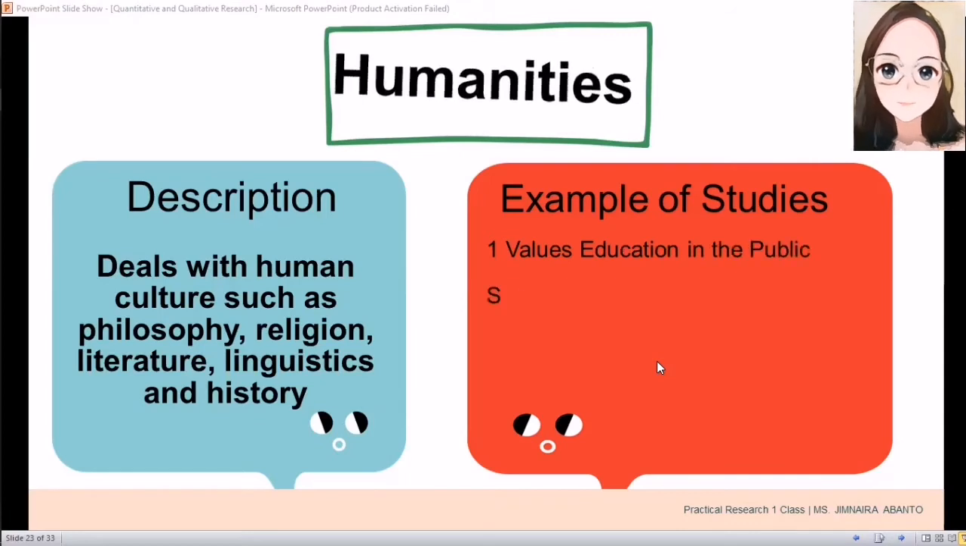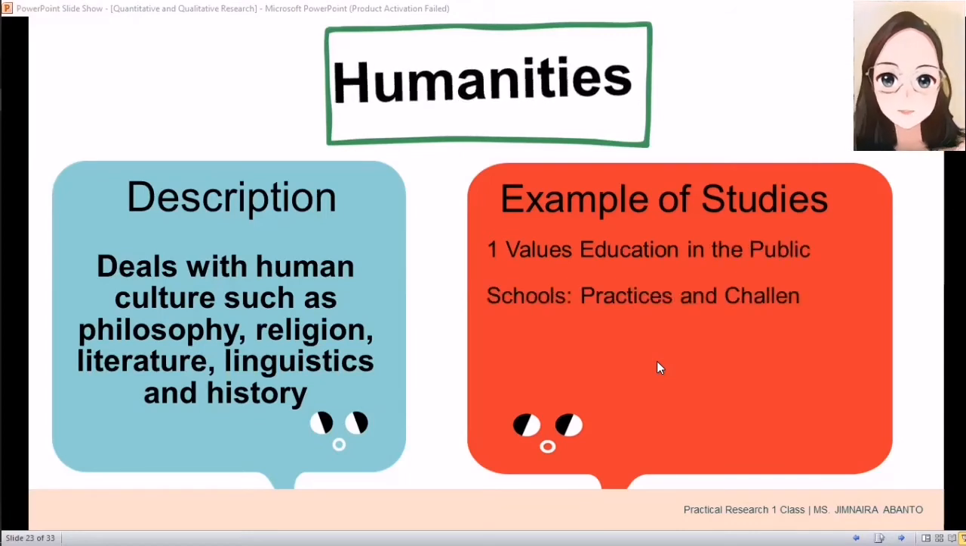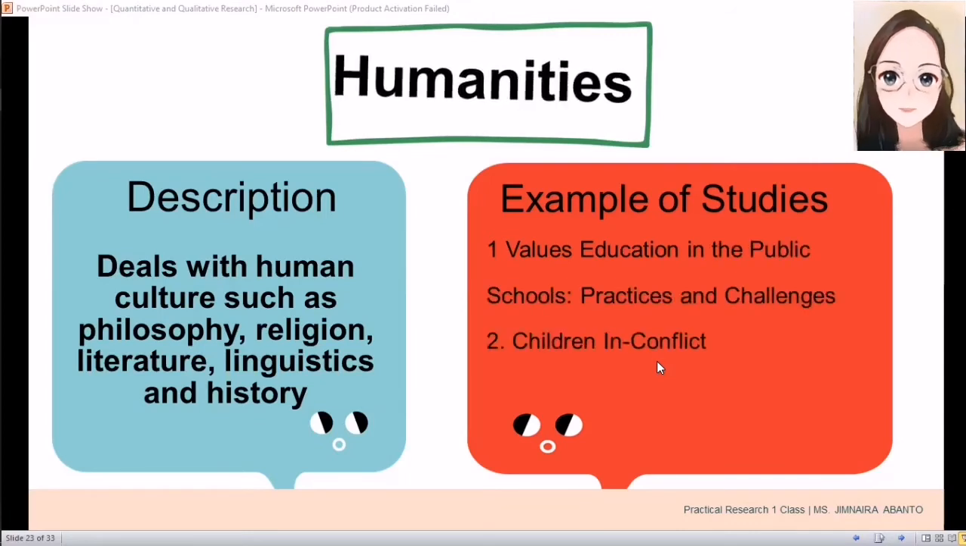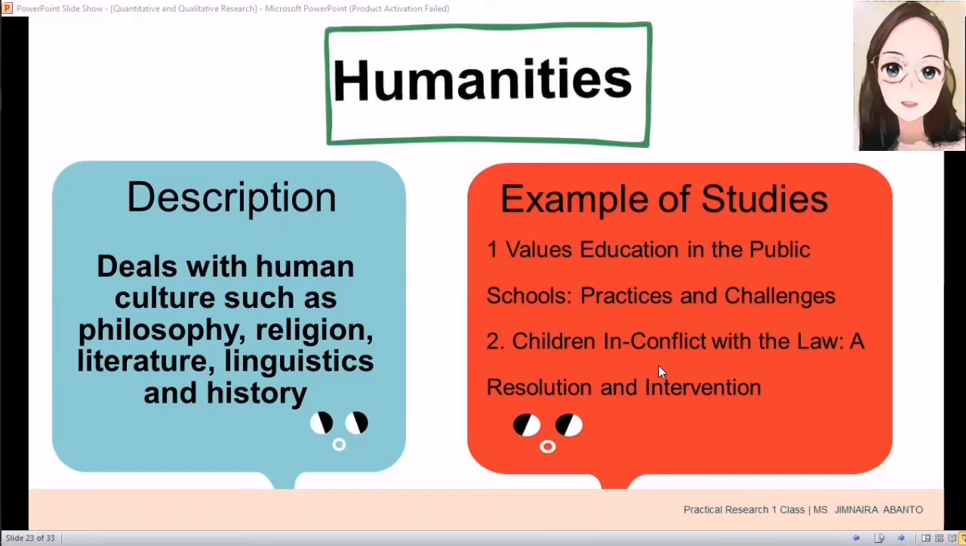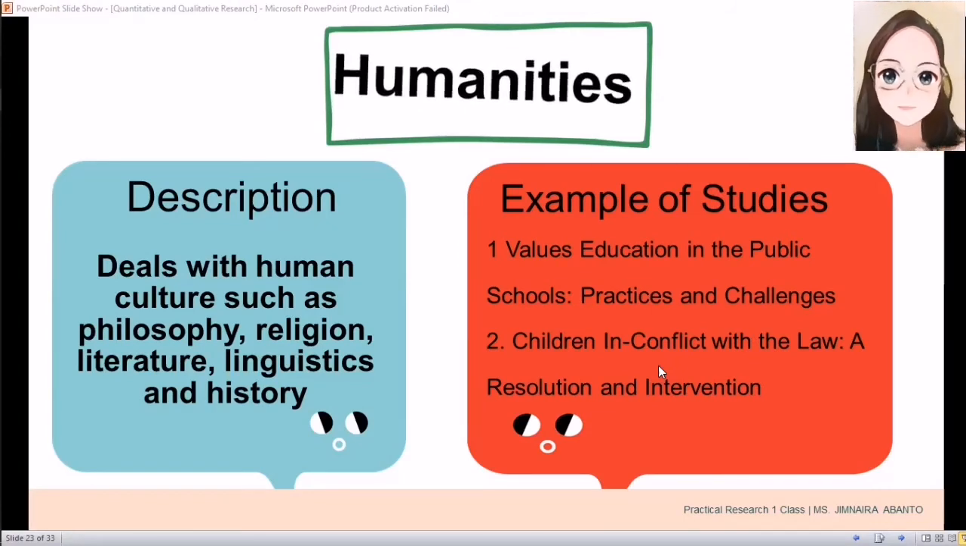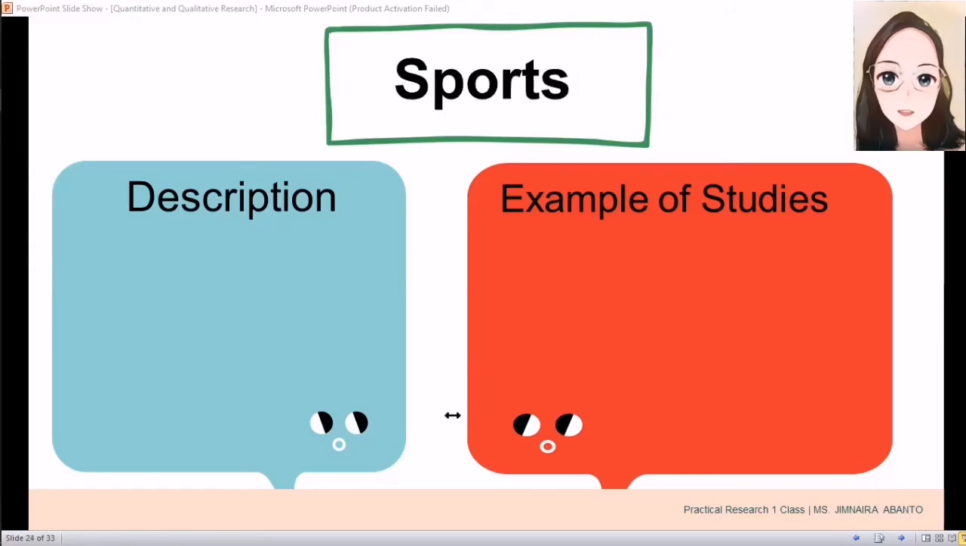So, examples of research in humanities are values education in the public school, practices and challenges, or religious education in the private schools, practices and challenges, children in conflict with the law, a resolution and intervention. Or another example, political system and government in the Metro Manila or National Capital Region. Okay, next.